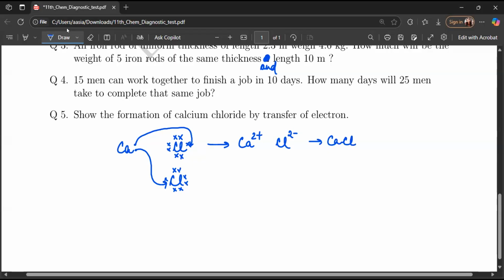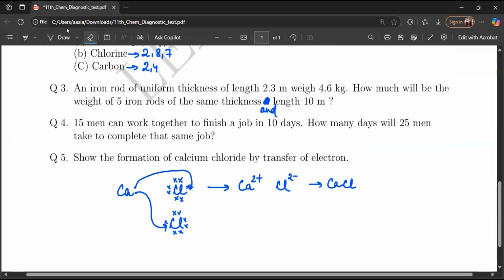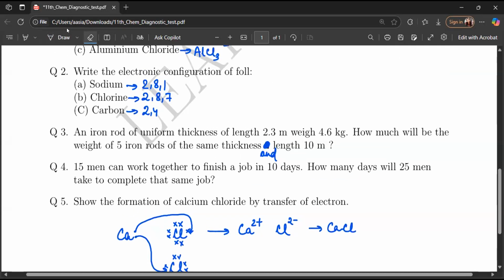CaCl. Are you sure? CaCl2, but it is chloride. CaCl, yeah. According to you, that's the structure, right? Okay, have you done the third and fourth question? No, ma'am.